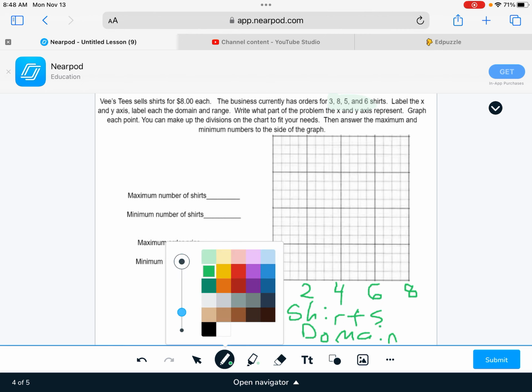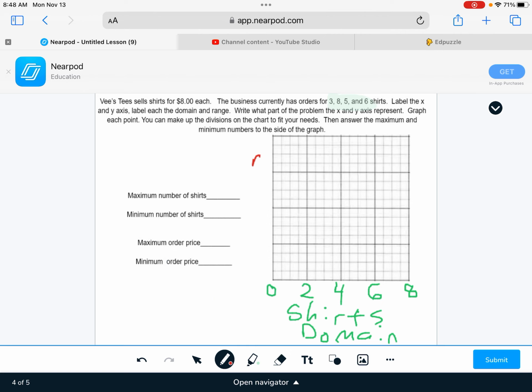The next thing I want to talk about is the range, okay? The range of values that we could get as an output kind of depends on what goes in, okay? In this case, again, the range talks about money. Anytime you're talking about money, the range is going to be that. It is going to always be on the y-axis there.